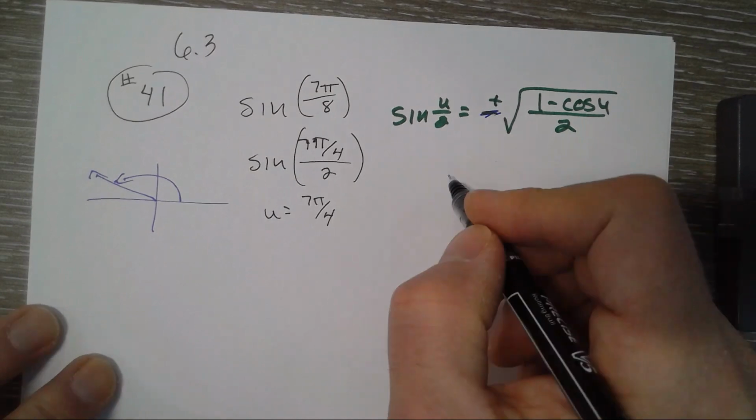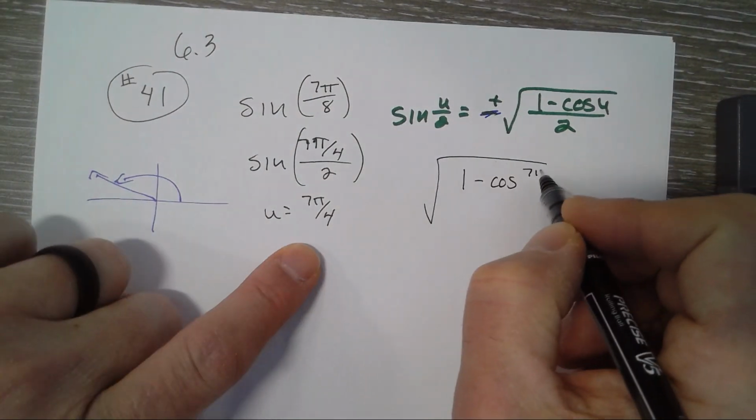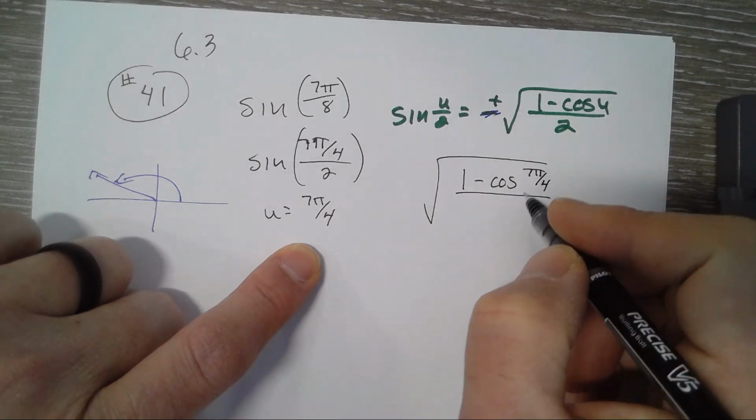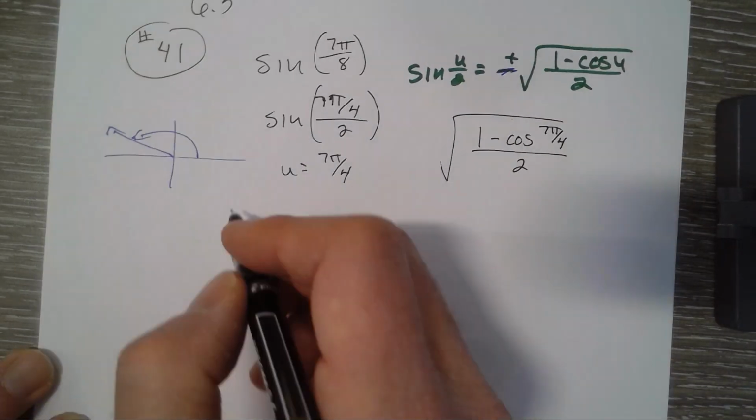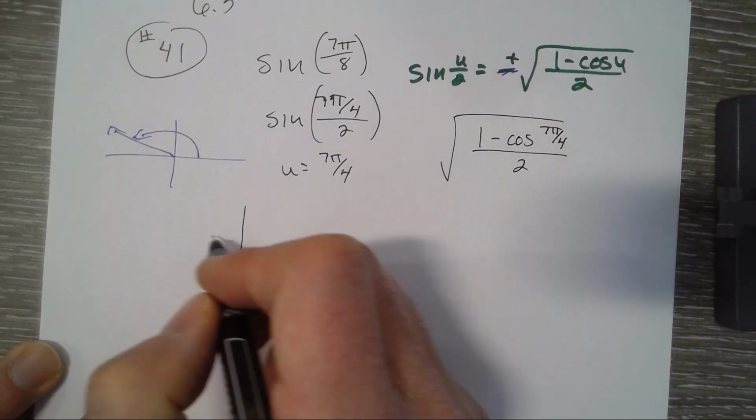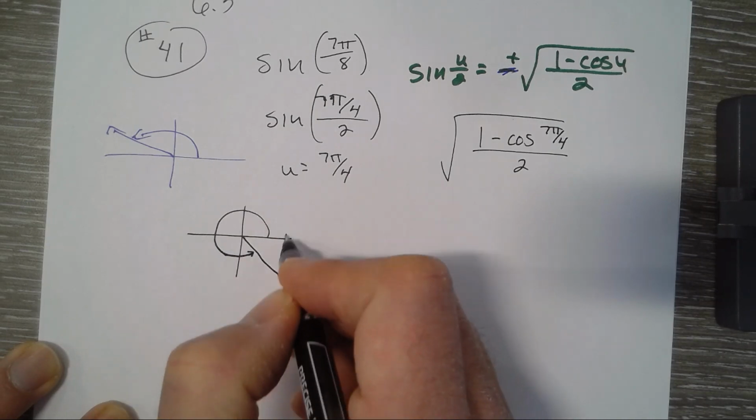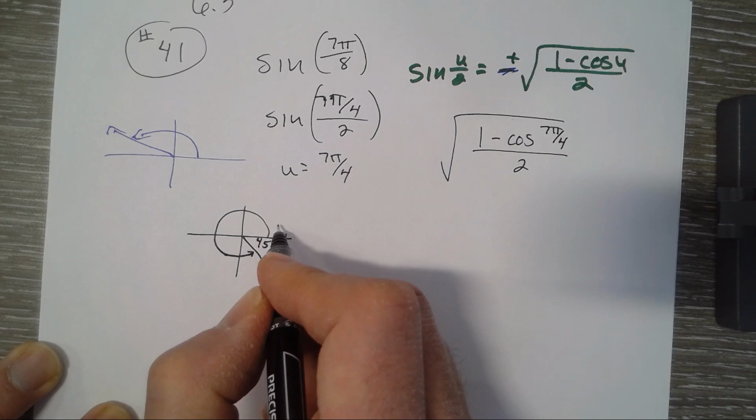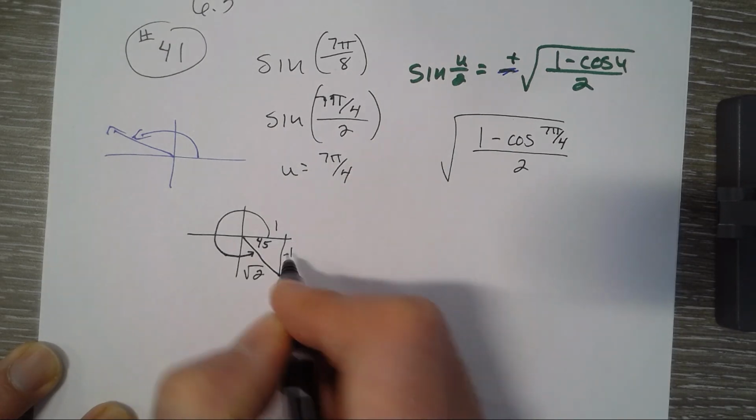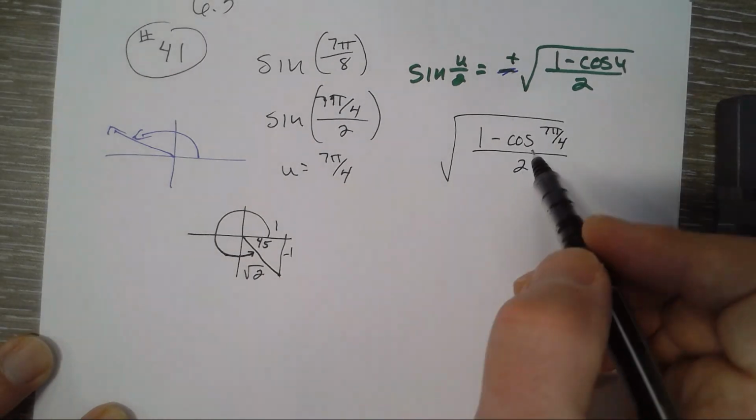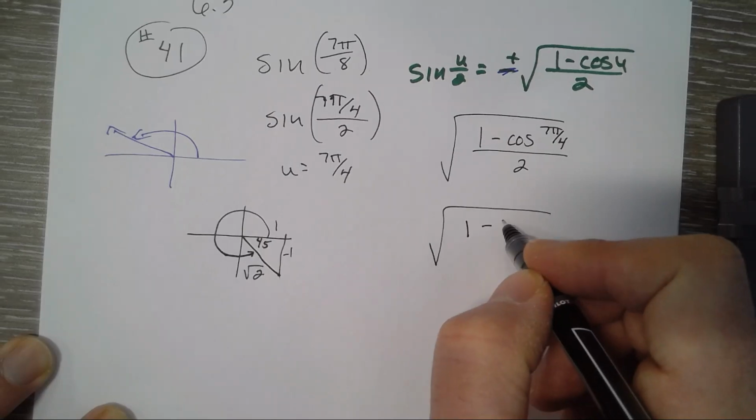So now it's the positive square root of 1 minus the cosine of u, 7 pi over 4, over 2. So the cosine of 7 pi over 4. 7 pi over 4 is 1 3/4 pi, so it's right down here. It has a reference angle of 45. It's 315 degrees, so 1 over square root of 2, and that's positive. So cosine of that angle is 1 over square root of 2. I'll call it square root of 2 over 2.